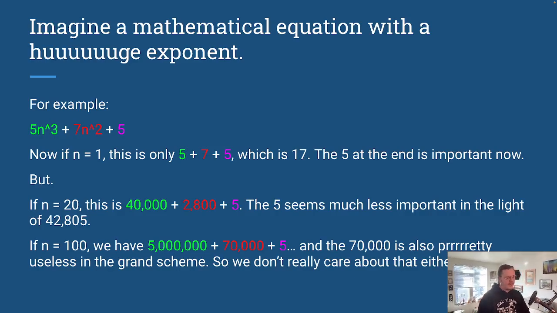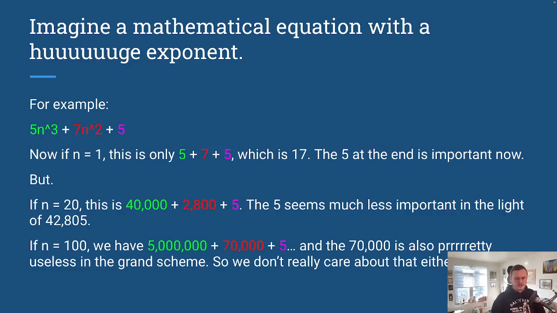I don't know. Whatever. Anyways, and if you have 100, we've got 5 million plus 70,000 plus 5, and now the 70,000 is also pretty useless in the grand scheme, right? 5 million 70,000 versus 5 million is really not a huge difference. Again, if you're looking from a distance, right? If you're comparing the populations of a city with 5 million people versus a city with 5,070,000 people, it's going to look almost identical, right? Like you're really not going to be able to tell the difference between these two populations. So it's pretty useless in the grand scheme.